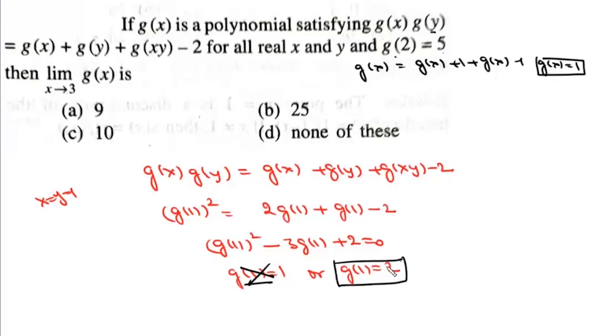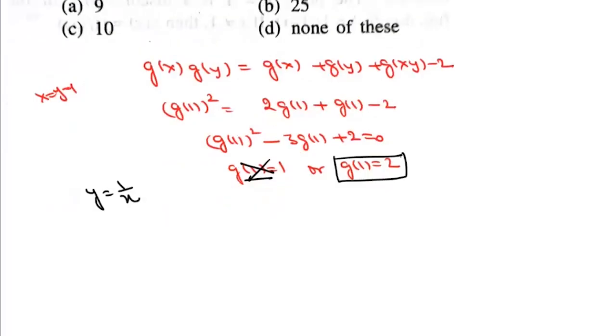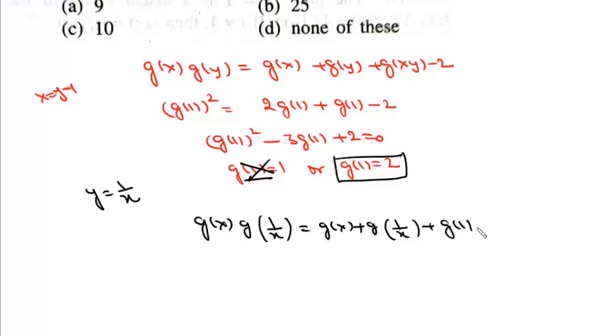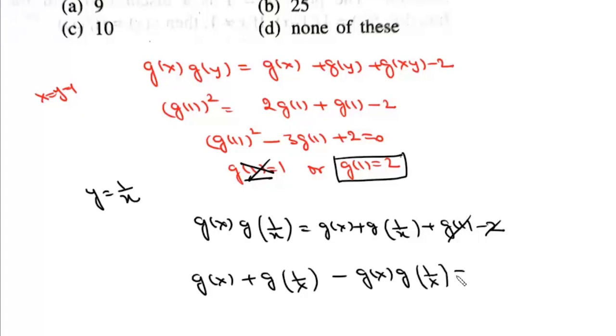Now what we'll do is we'll replace y with 1 by x. Now if we replace y with 1 by x, we can write gx into g1 by x is equal to gx plus g1 by x plus g1 minus 2. Now g1 is equal to 2, so it will cancel. So from here we get this condition that gx plus g1 by x minus gx g1 by x is equal to 0.